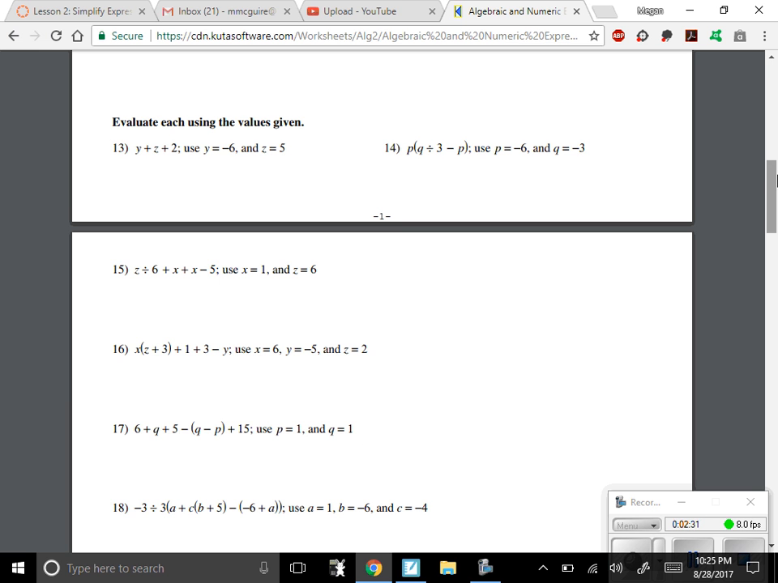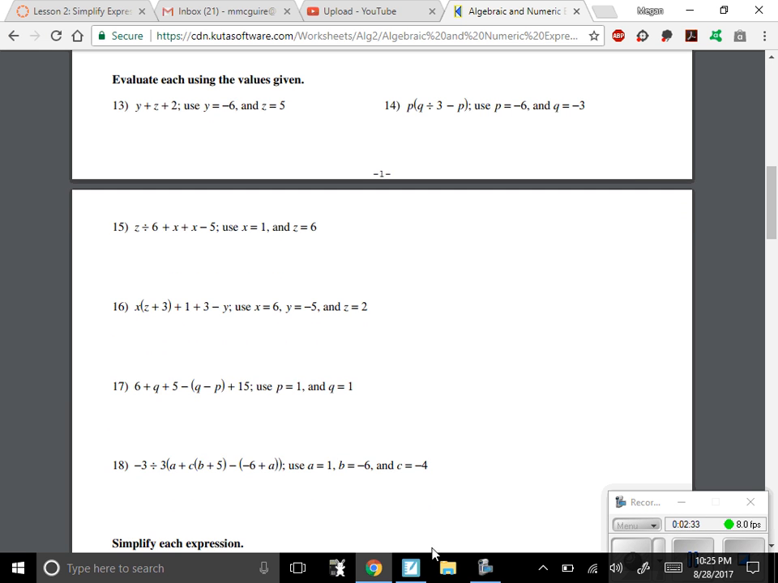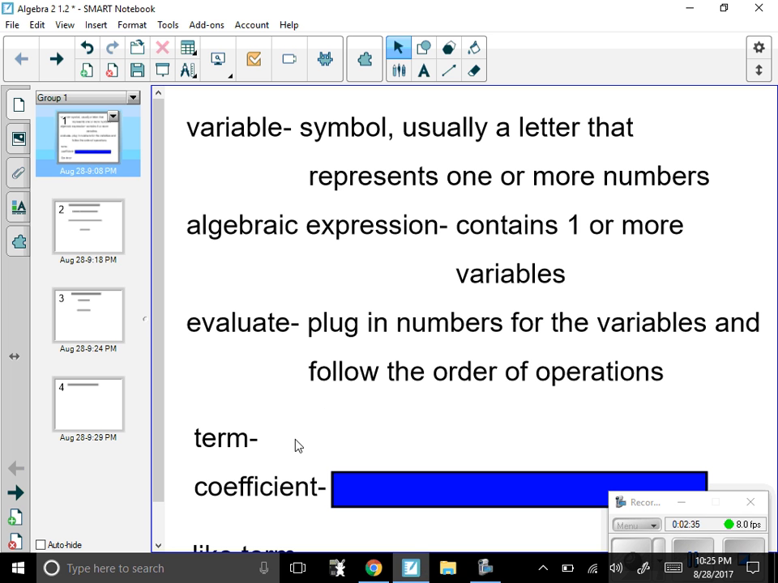Another example, and I can just make this up, would be like 2 plus 4. They're like terms. They're both constants, so they're like terms. 2x minus 7z plus 4y. That would be 3 terms because there are 3 separate parts separated by the plus and minus sign.